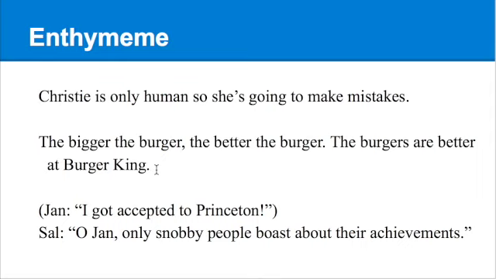The bigger the burger, the better the burger. All right, that's one of the three parts of the syllogism. The burgers are better at Burger King. That's a second part of the syllogism. What's the missing statement? There's a third part in here that's being implied. Think about it. What's the missing part? Yeah, it should be the burgers are bigger at Burger King. We said here the burgers are better at Burger King, and we said that the bigger they are, the better they are. So what this statement is kind of implying is the King burgers are bigger.